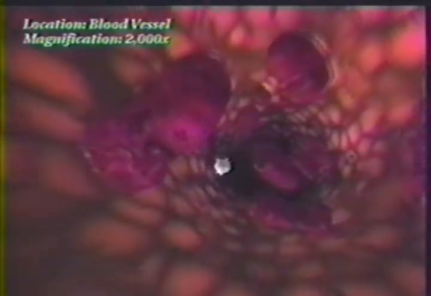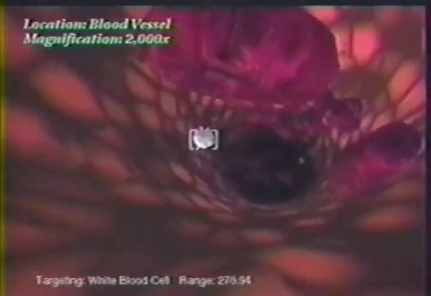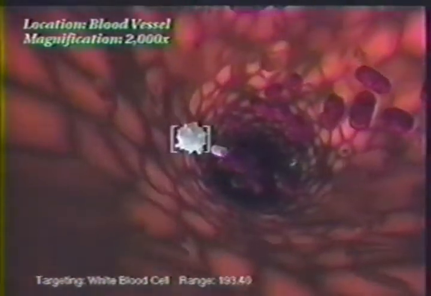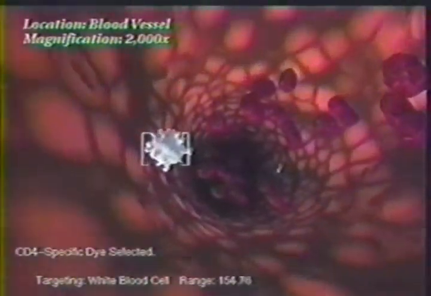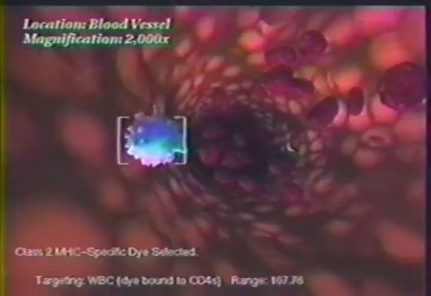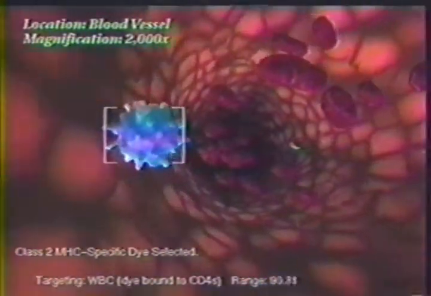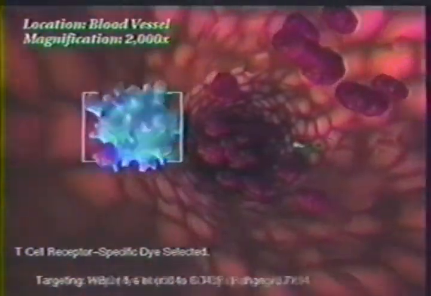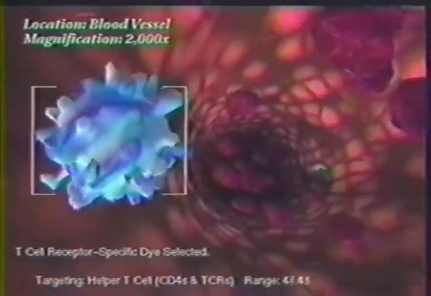Fortunately, the Virtual Explorer is equipped with a dye torpedo system, which allows us to dye the surfaces of white blood cells and identify them based on the proteins on their surfaces. Here, as you can see, we have a helper T cell based on the dyes which bonded to the CD4 and T cell receptors on its surface.